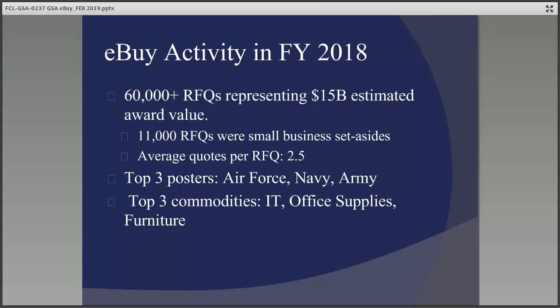As far as the volume of what's going through eBuy, like I said, eBuy was put up in the 2001, 2002 timeframe. Since then, it's grown quite a bit. We have, in fiscal year 2018, more than 60,000 RFQs, which as an aggregate represent $15 billion worth of estimated awards, went through eBuy. Of those 60,000 plus RFQs, 11,000 of them were straight up small business set-asides. Those were completely set-aside small business.